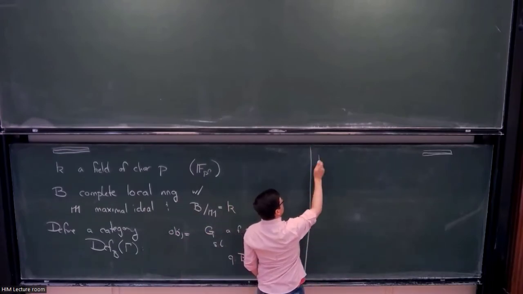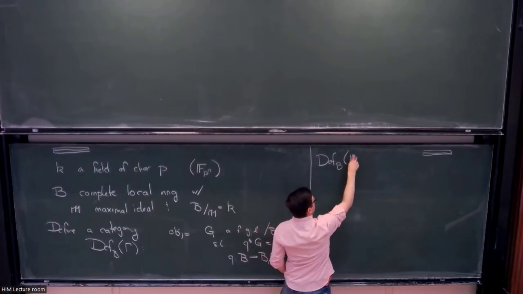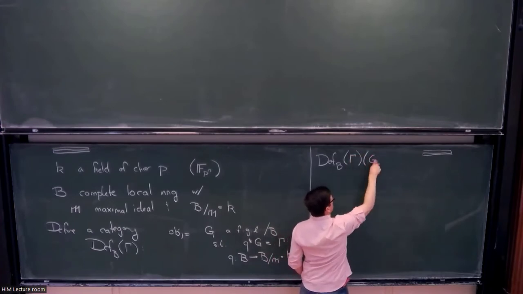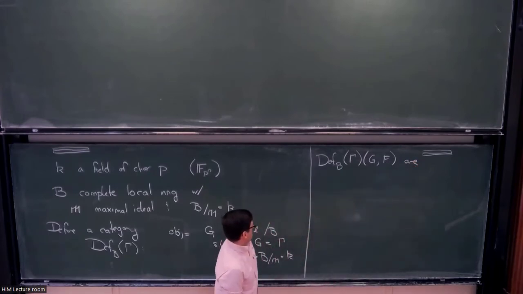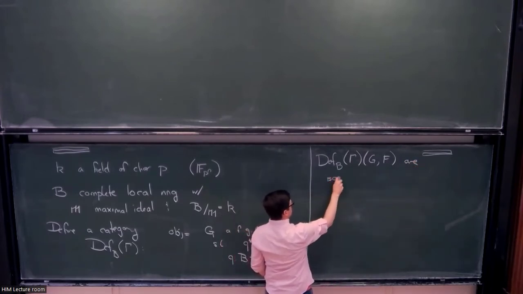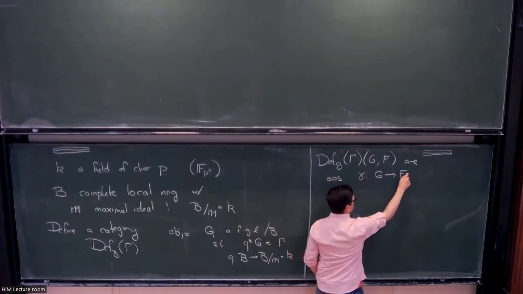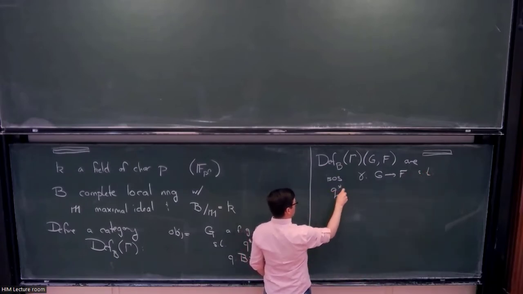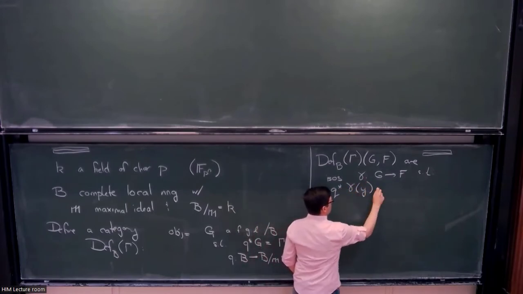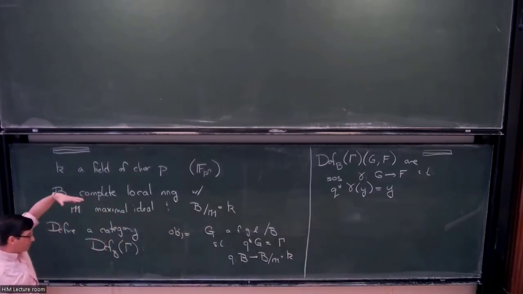So the morphisms from G to some F are the isomorphisms from G to F, such that if I restrict them mod M, I get the identity. So they're isomorphisms of my formal group laws over Gamma.